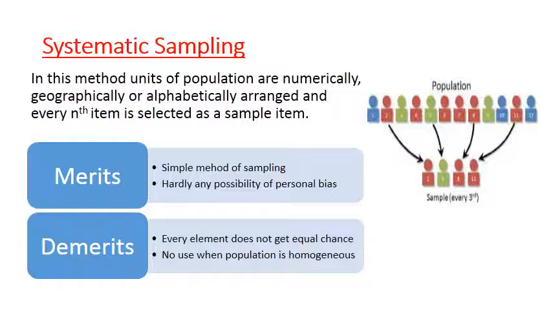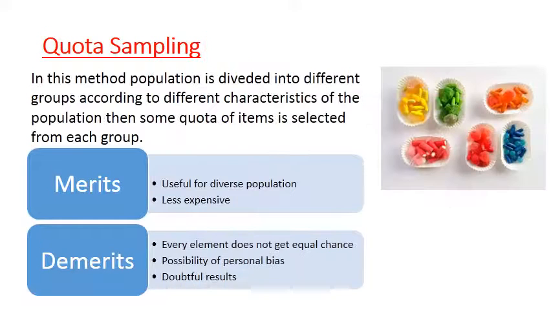Merits: a simple method of sampling and hardly any possibility of personal bias. And demerits: every element does not get an equal chance. When we talk about systematic sampling, each and every element does not get an equal chance for selection. And it is of no use when the population is homogeneous. When there is a homogeneous population, you can select any element, so it is of no use.